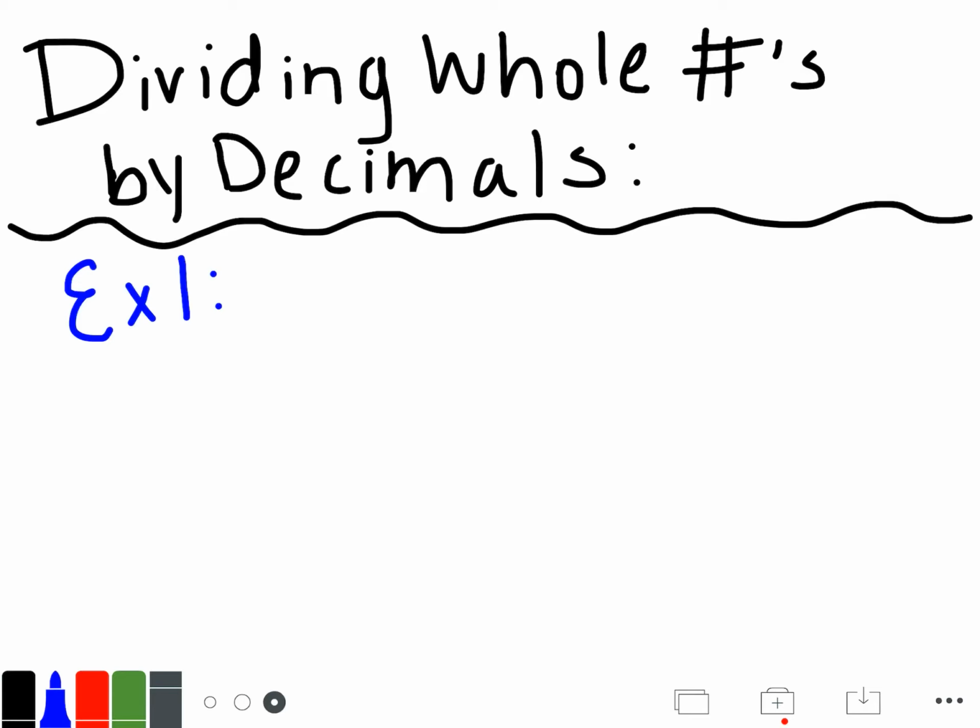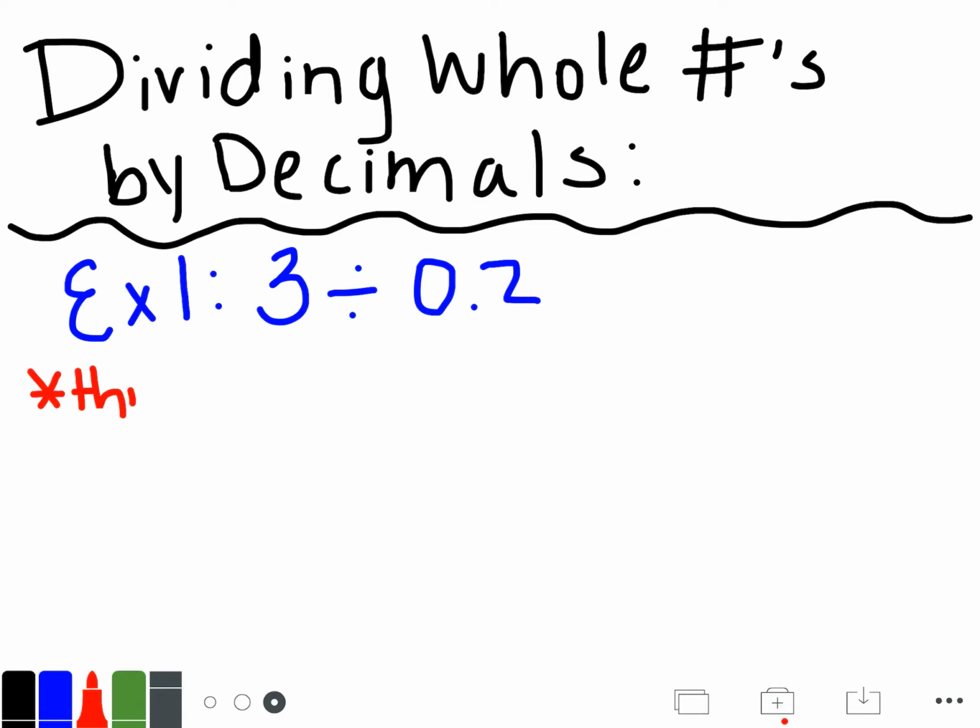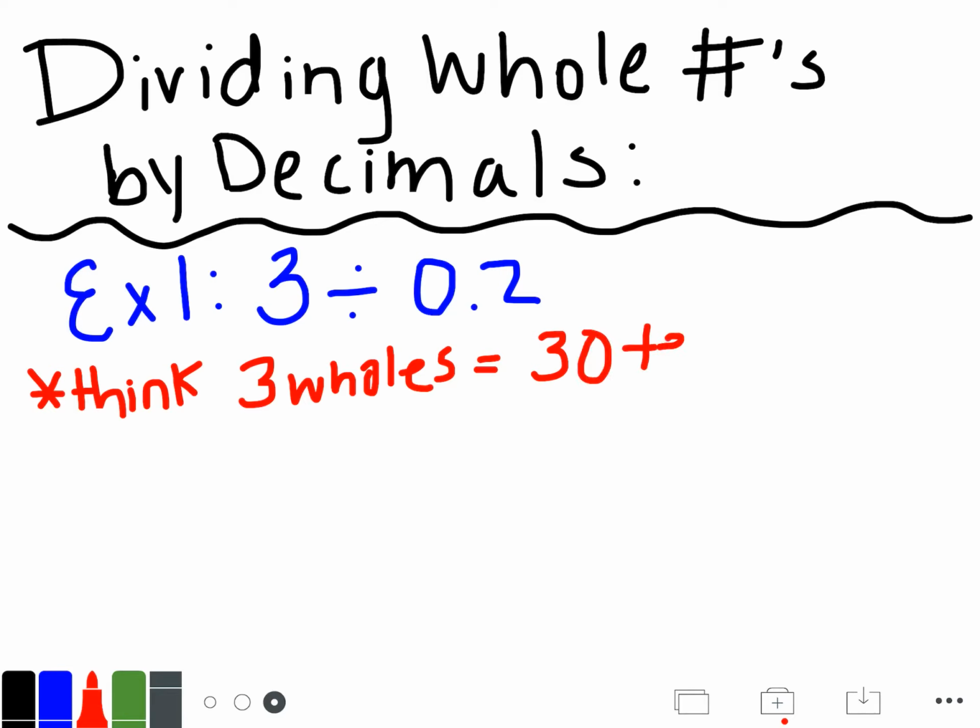Example 1 is going to be 3 divided by 2 tenths. That's 3 divided by 2 tenths. When I'm doing this problem, I need to think of 3 as 30 tenths, because there's 10 tenths in one whole, so I can make 3 wholes equal to 30 tenths.